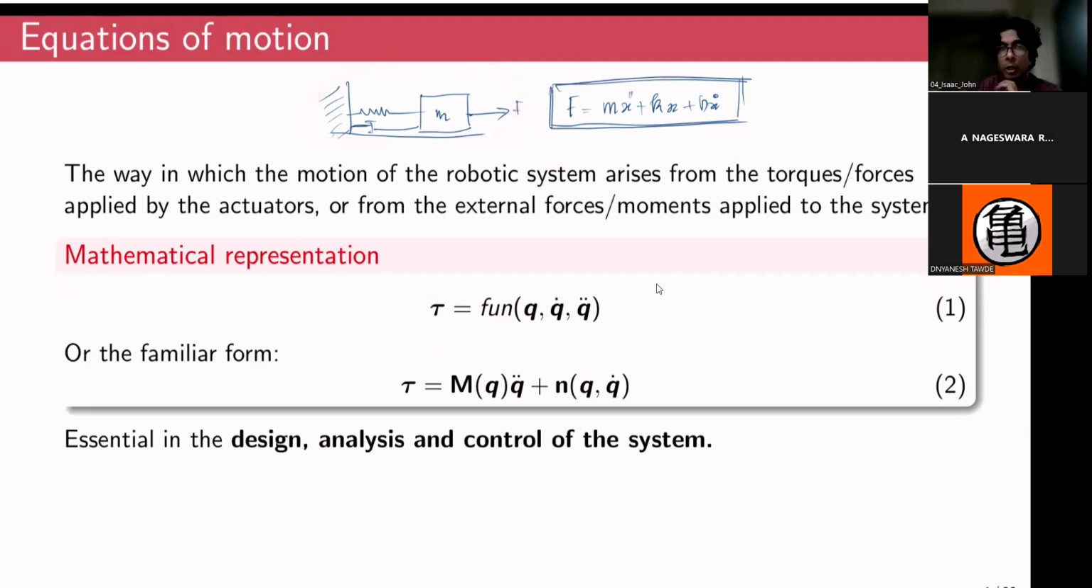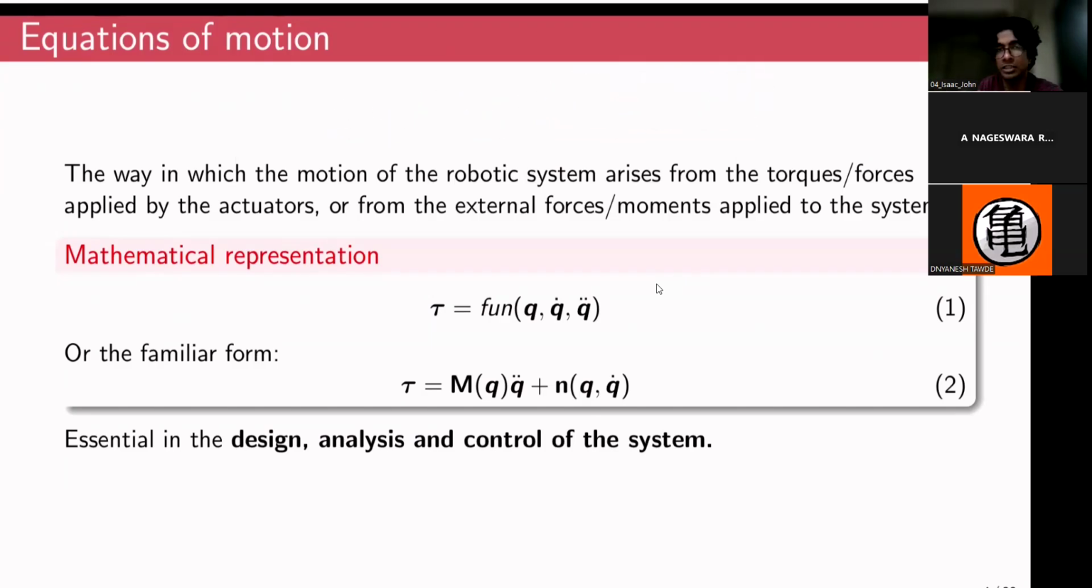In case of a robotic system, which comprises multiple rigid bodies, not just a single rigid body, surprisingly, the equation of motion looks very similar to the single rigid body case. But in this case, the coefficients of these velocities, accelerations, and forces would be vectors and matrices, instead of a single scalar quantity. But that is how the governing equations of motion would look. It's essentially a second order differential equation.